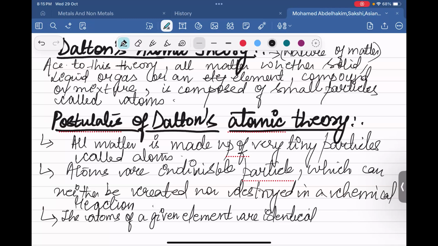The atoms of a given element are identical in mass and chemical properties.